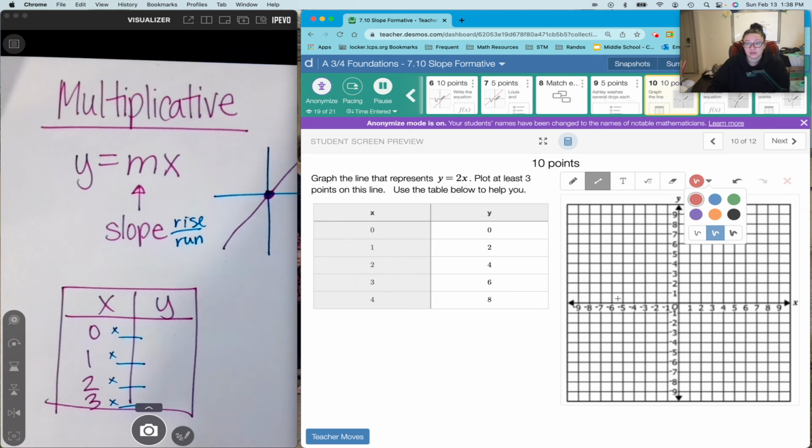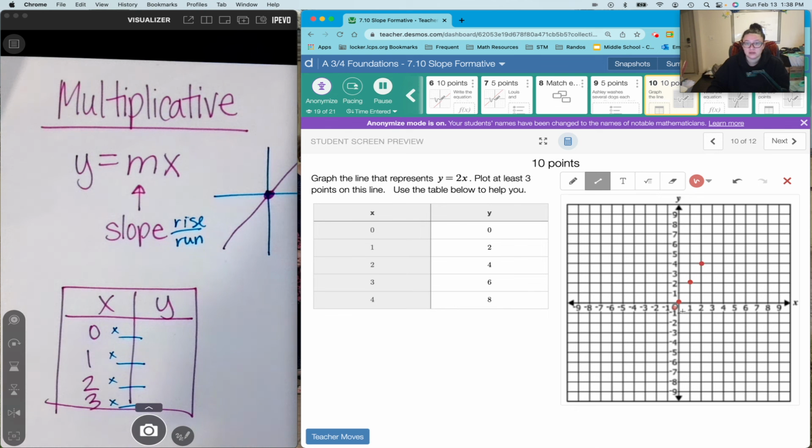So I have the point 0, 0. That means it goes through my origin. 1, 2. I slide 1, pop 2. I have another point. My x is 2, my y is 4. I slide 2, I come up 4.